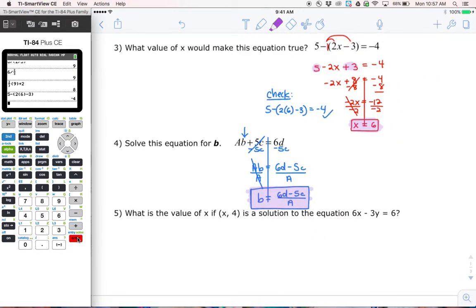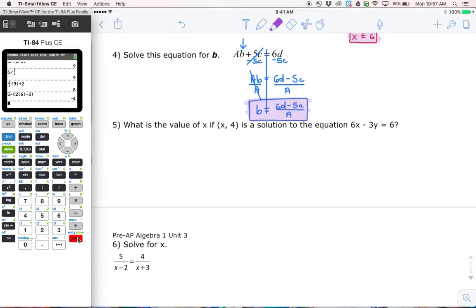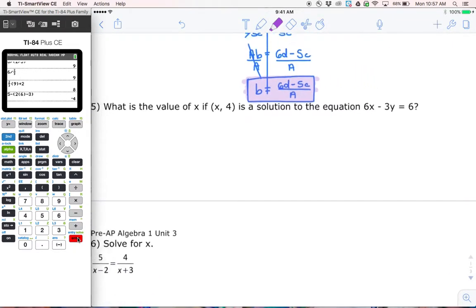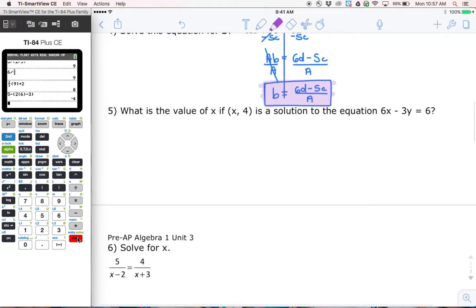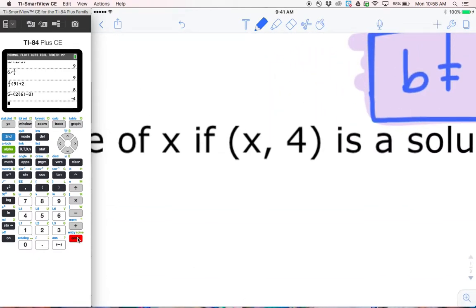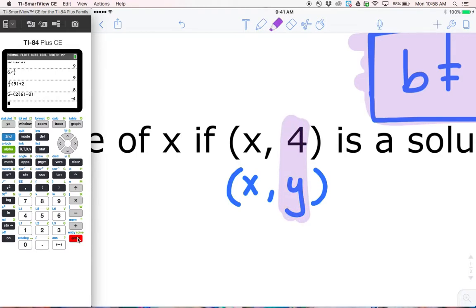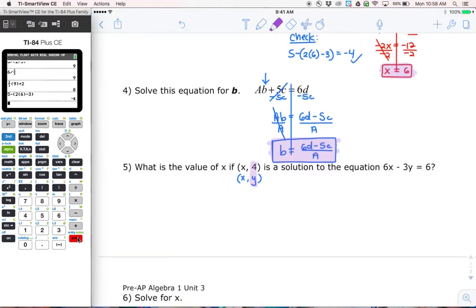All right, problem 5. What is the value of x if (x, 4) is a solution to the equation 6x minus 3y equals 6? This problem, you absolutely have to understand what information they're giving you right here, okay? They're telling you find x and (x, 4) is part of the solution. Well, they're really super sneakily telling us that this 4, since it's in the spot where y usually goes, we're supposed to use that for y in our problem.